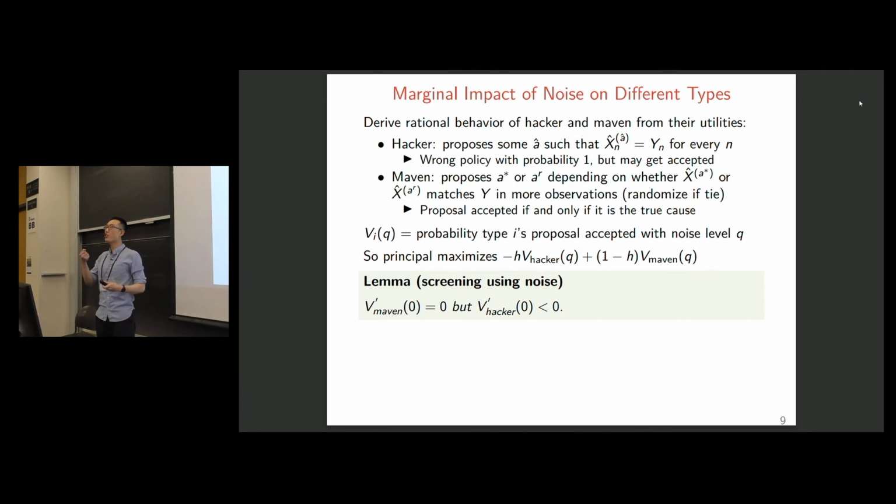Let's think about the marginal impact of a very small amount of noise, starting from no noise. What's the marginal impact of a small amount of noise on the probability of the proposal being accepted? It turns out a small amount of noise has zero impact on the Maven's probability of being accepted, but it has a strict impact on the hacker's chance of being accepted. And that's what's allowing us to screen the two types.